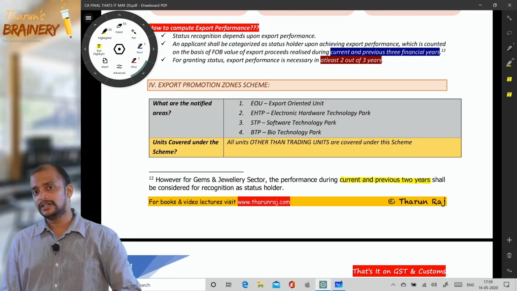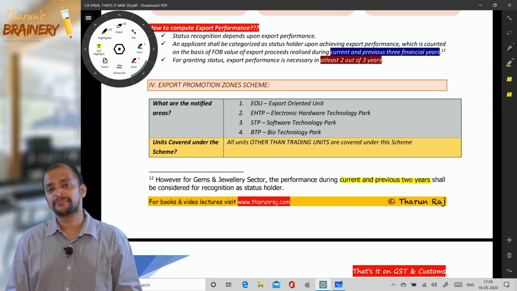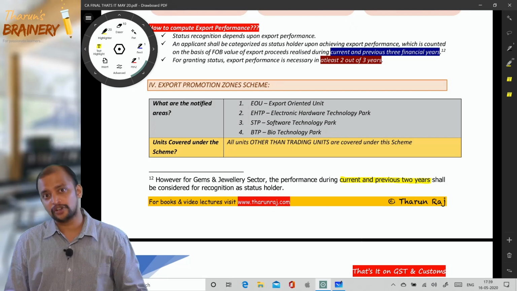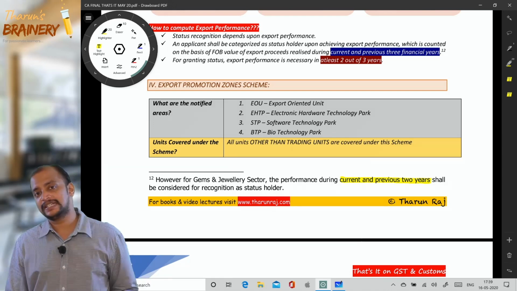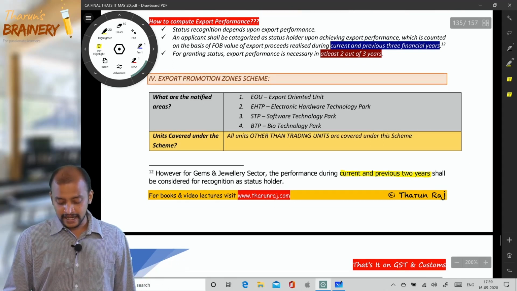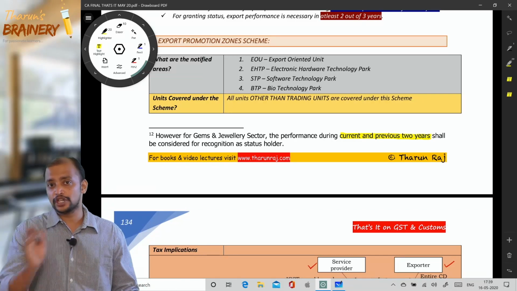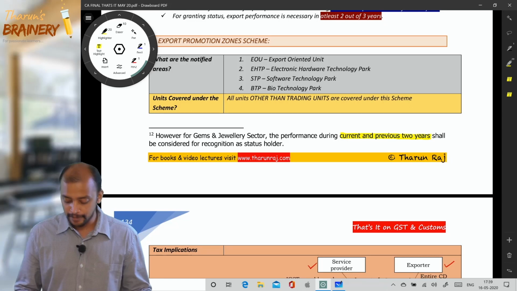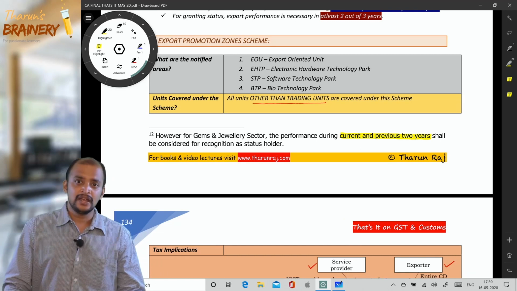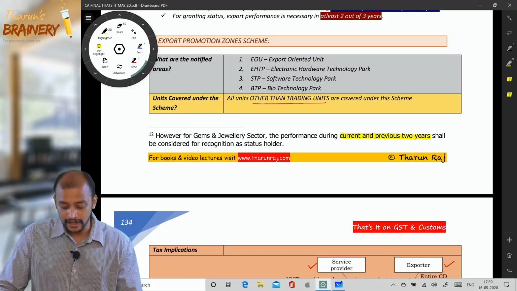Then export promotion zones. So we have 4 export promotion zones. EOU refers to export oriented unit. EHTP, that is electronic hardware technology park. STP, that is software technology park. BTP, biotechnology park. These 4 are called export promotion zones. And what are the units covered under this scheme? All units other than trading. So they should not be engaged in trading. Means they can do manufacture, they can do service, or they can do any activity except trading.